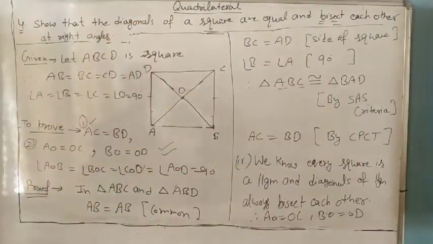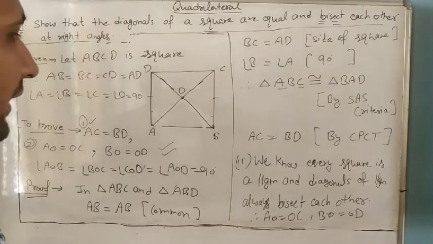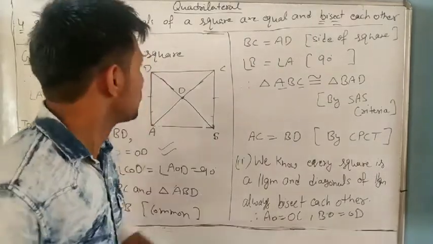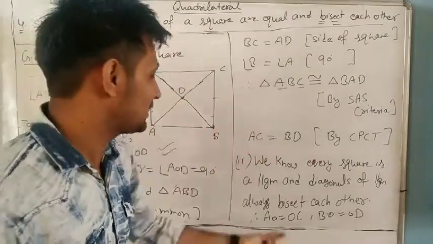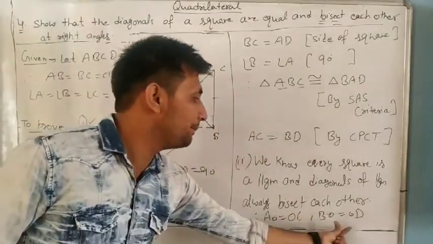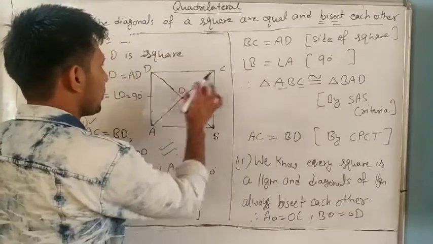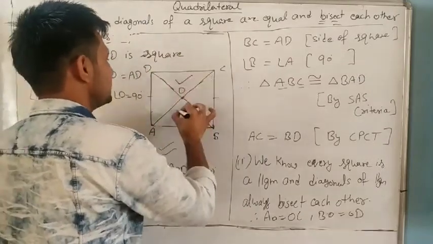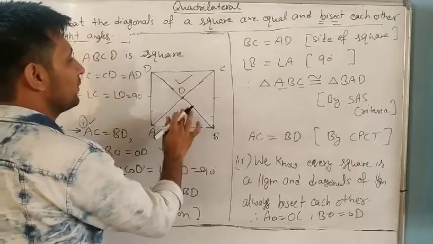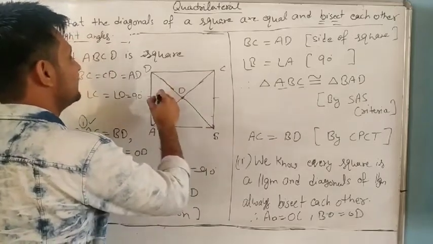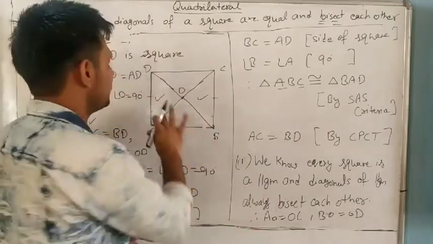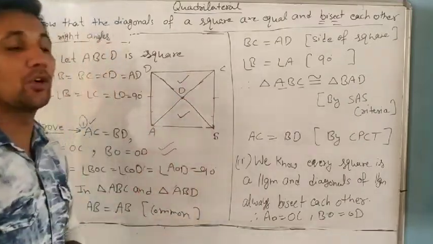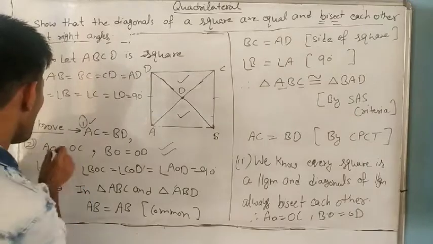What is the second part? We want to prove that AO equals OC. So we will take two triangles in which AO, OC, BO and OD lie. Suppose we choose these two triangles. Either these two triangles you can take, or you can take these two triangles. Any of these two triangles. Suppose we are taking these two triangles, because we want to prove that AO equals OC.